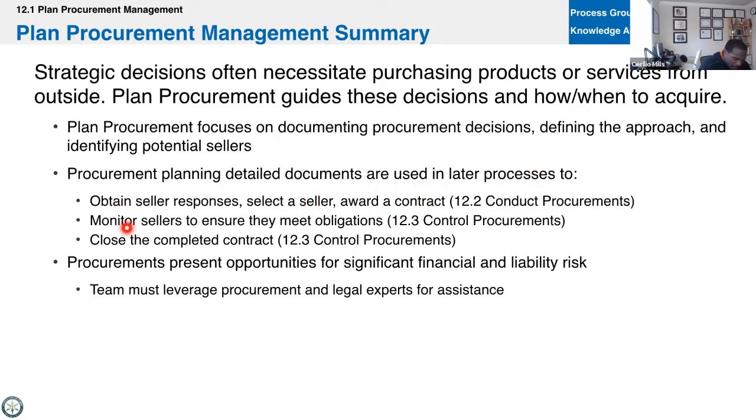And then you'll see when we get to control procurements, it's kind of like just making sure that they're adhering to the letter of the contract. And you see that procurements presents opportunities for significant financial and liability risk. All right, so it can be positive, it can be negative, and it's sort of tied in with the risk knowledge area, not process group, but knowledge area.